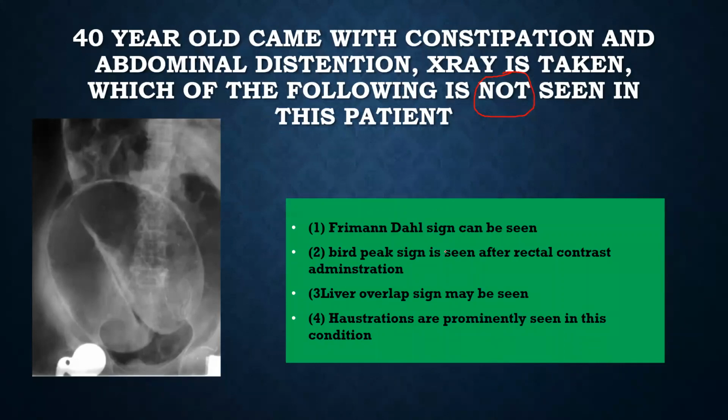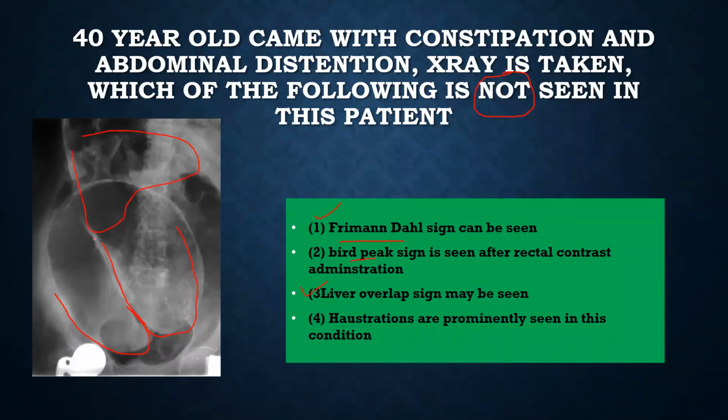In radiology, there are many signs for sigmoid volvulus. All these signs are not very important for you. The Frimann-Dahl sign is seen in CT, because there are 3 converging lines meeting at a single point. That is known as the Frimann-Dahl sign. We can see it in CT also. And when we administer rectal contrast, we will get the bird's beak sign. That's also correct. And see, the bowel loops will be overlapping the liver. Liver will be like this. So this bowel loop is overlapping the liver, so the liver overlap sign is also seen.